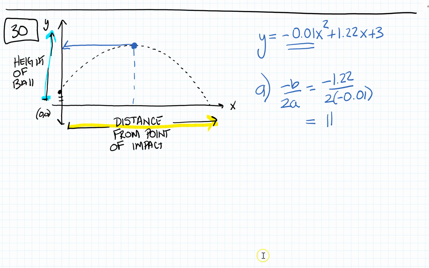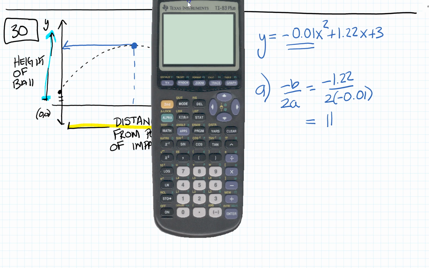So let's go ahead and verify that that's what you do indeed get. I'm going to show you this. Over here, you would turn the calculator on, clear this, and type negative 1.22 divided by the quantity of 2 times negative 0.01. Hit the enter button, and I'm getting 61. Did I not write the problem down correctly?